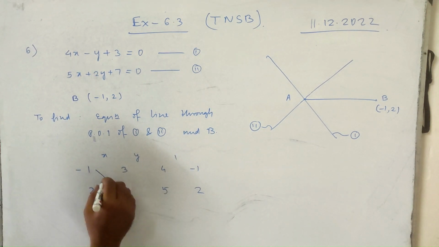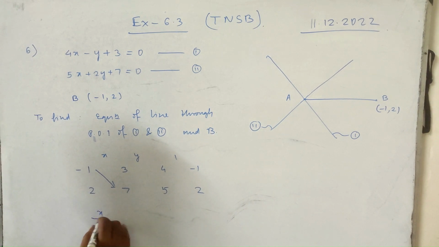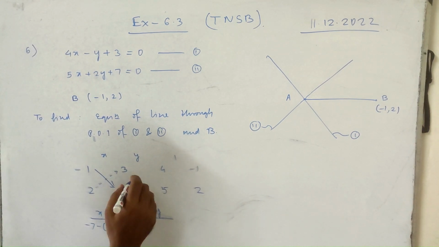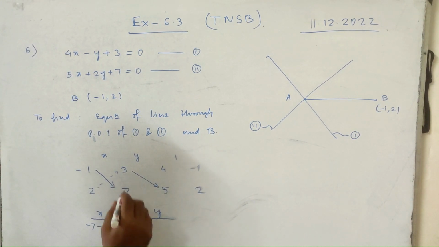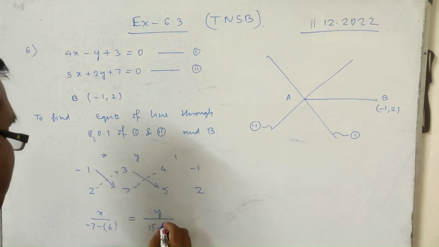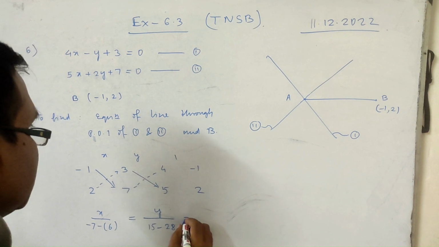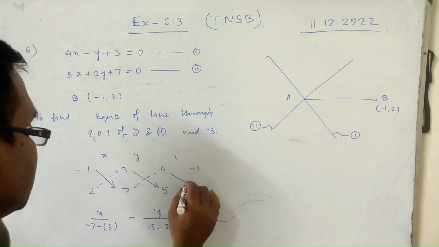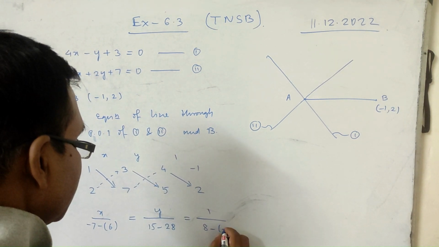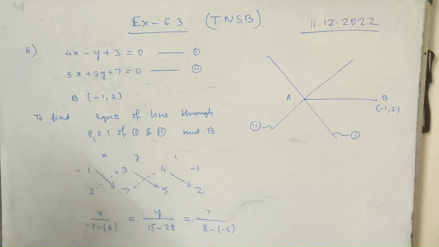Then what you do? This x divided by this into this, which is minus 7, minus this into this, which is 6, is equal to y divided by this one, which is 15, minus this multiplied, which is 28, is equal to 1 divided by this into this, which is 8, this into this is minus of minus 5. Got it? Is that clear?